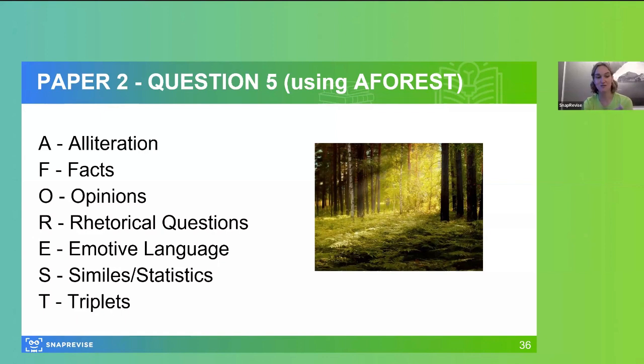So the A in AFOREST stands for alliteration. Again, alliteration, as we've seen with the previous paper, alliterative words stick out in our brains. So if you make the point to use alliteration on specific words that you want the listener or the reader to remember, that will probably be very effective.